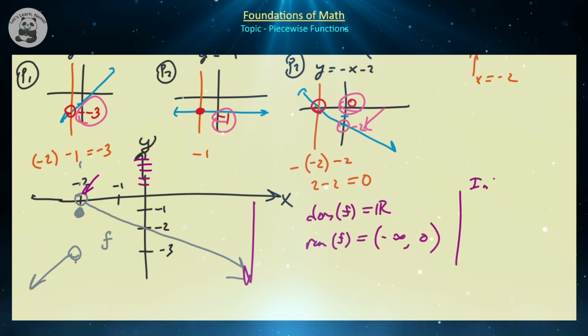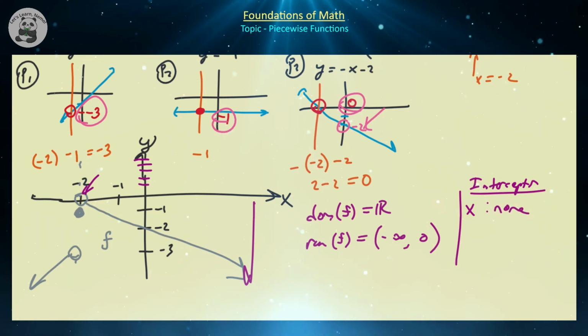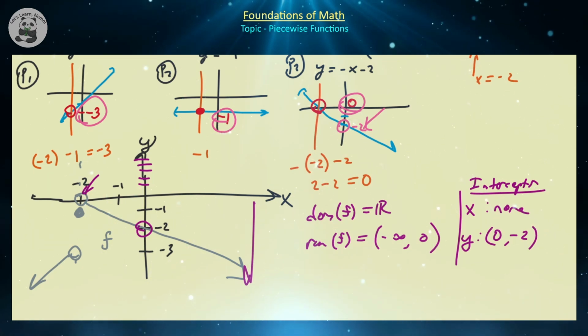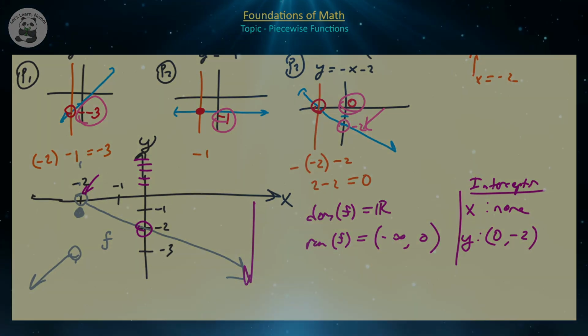And let's look at also the intercepts. If we look at the x-intercept, we do not have any. We get really close to the x-axis, but we do not hit the x-axis via piece 3. And if we look at the y-intercepts, we do have 1, and that's going to be located at (0, -2). And that's the domain, range, x-intercepts, and y-intercepts, and also the graph sketch for this piecewise function.